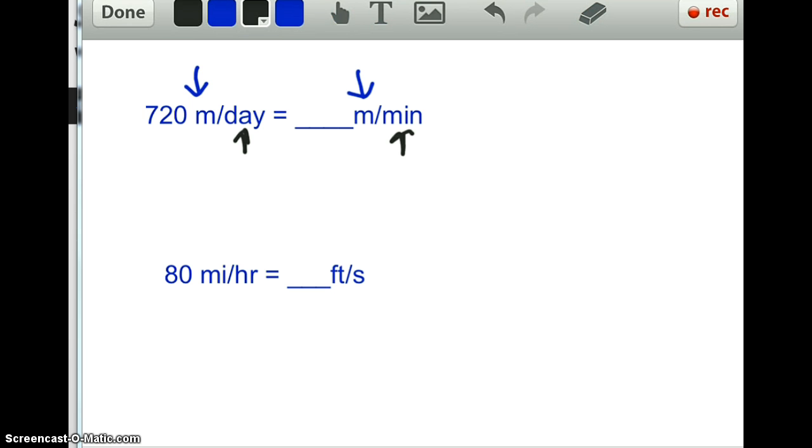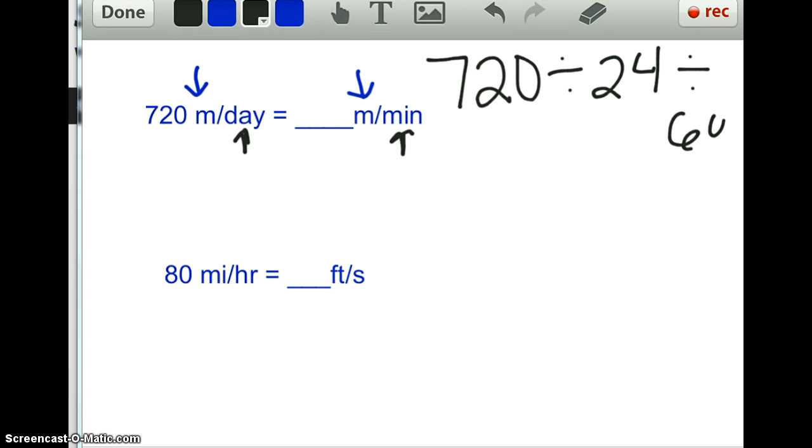But here's what I do know. I'm starting with 720 meters, and I've got to get that into minutes. So I'm going to divide by 24 hours. And then after I divide by 24 hours, I'm going to divide by 60. Why did I choose to divide by 60? Because I know that there's 60 minutes in an hour and 24 hours in a day.